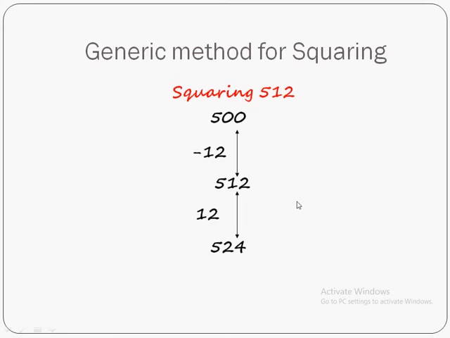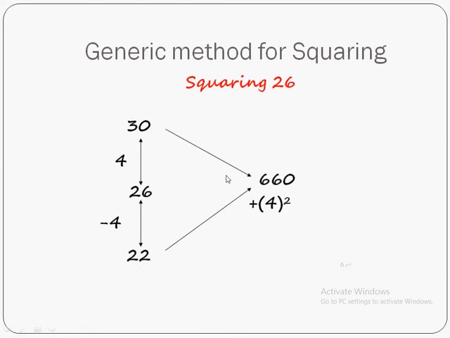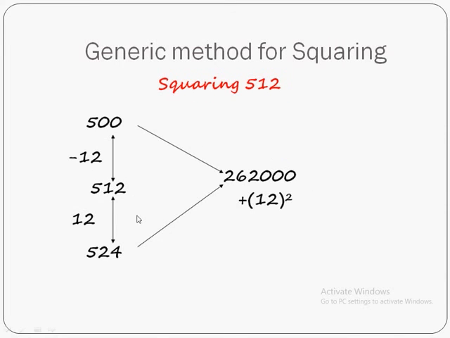Here my example is 512. Now the number which is nearest to 512 is 500. So how far is it? By minus 12. When I was doing the previous example, when the number was lesser than 30, I was subtracting. When the number is greater than the 0-ending number, then I am adding it. So my 500 is less than 512 by 12, so I will add 12 to 512, which will make 524.